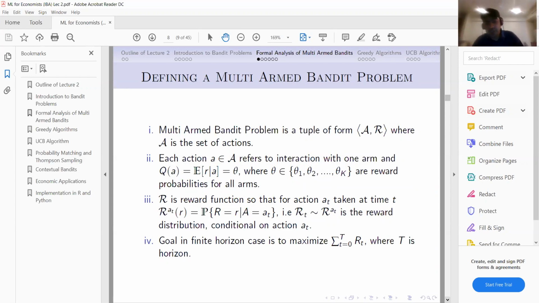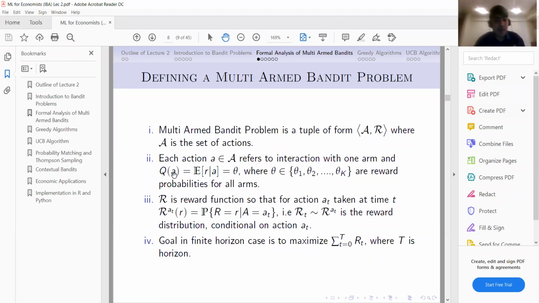The second object is the curly R, which is nothing but the reward distribution across all these actions, which is not known to you, but that is what is going to define the multi-armed bandit problem. Now, each action, small a, which belongs in the set of all possible actions, refers to interaction with one arm, which in the case of the casino bandit will just be to pull the arm, right? So if you take a particular action a, it means you're interacting with a particular arm from the set of possible arms.